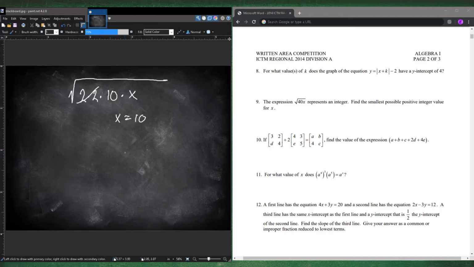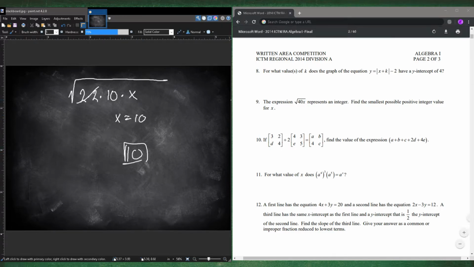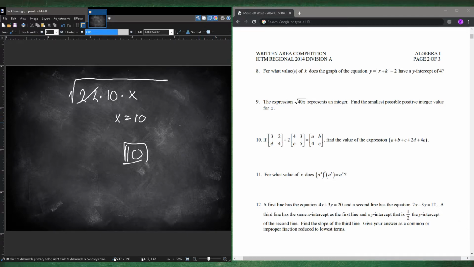And that's basically it. That's all you have to solve it. Right? Because 40 times 10 is 400. The square root of 400 is 20. That's the smallest possible. So our answer for number 9 is 10.